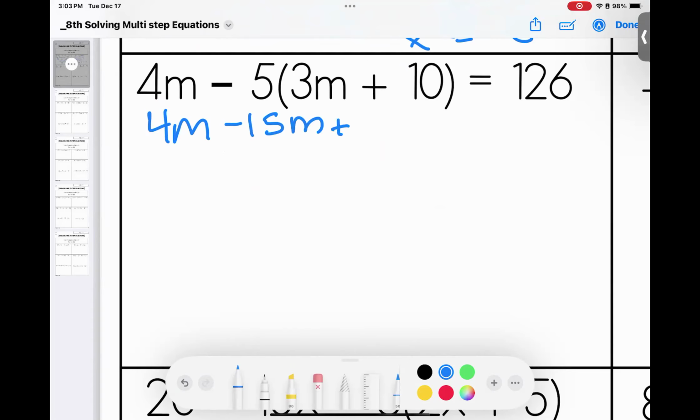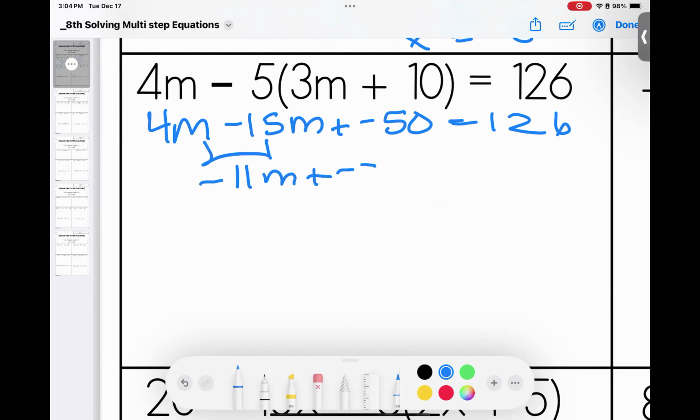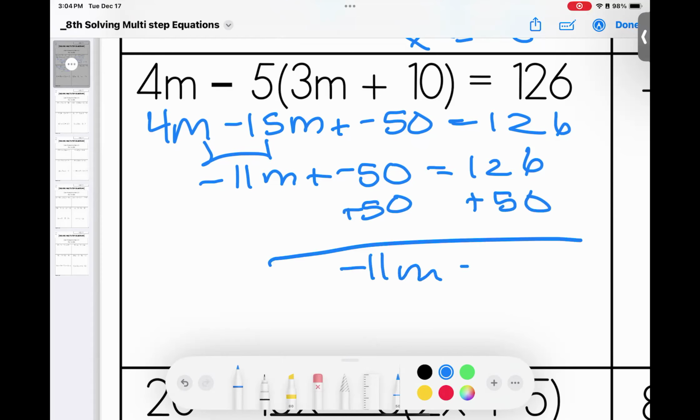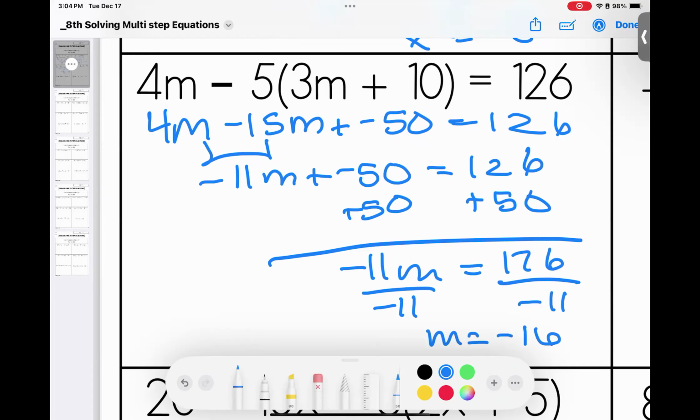15m plus -50 equals 126. Combining these first gives me 11m. I am going to add that 50 to both sides. -11m is equal to 176 divided by -11. M is equal to -16.